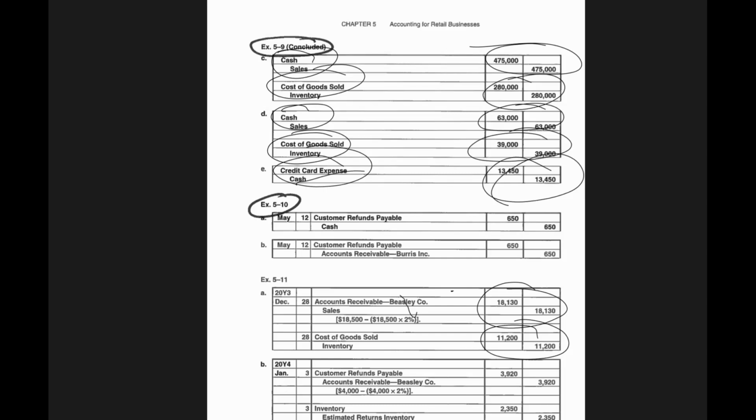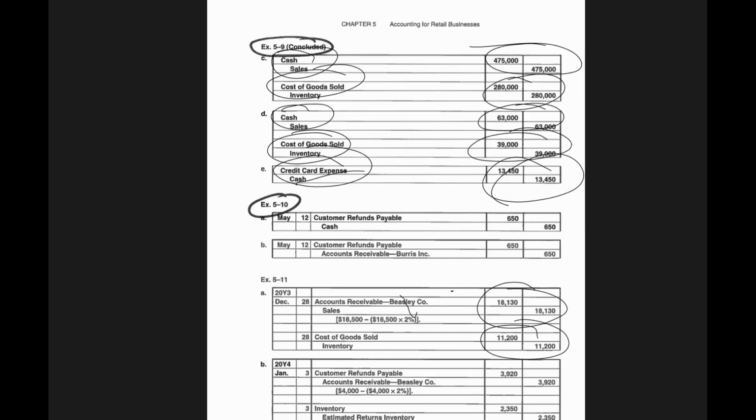I'm sorry, number 10. Singer Company sold merchandise of $15,500, terms 2/10 net 30 to Burris. Burris paid Singer for merchandise on May 2. On May 12th, they paid Burris $650 for the costs incurred by Burris to repair the defective merchandise. Letter A, journalize the entry by Singer Company to record the customer refund.